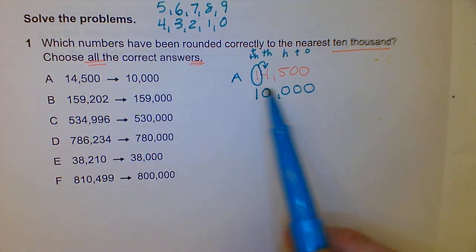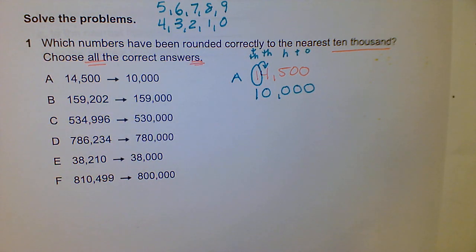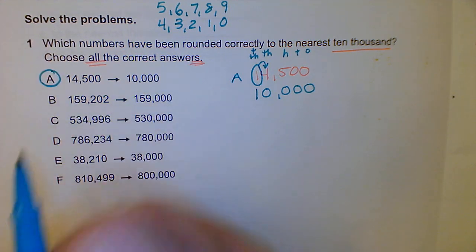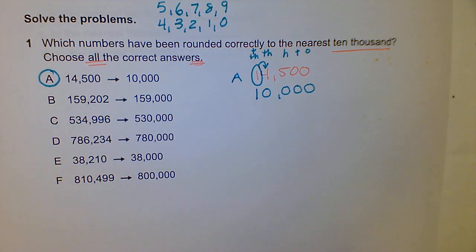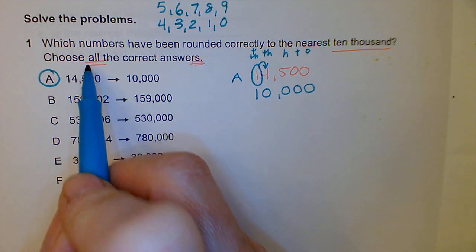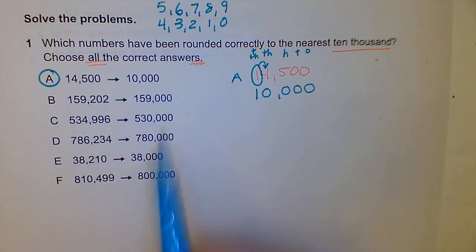So let's take a look. And is A correct? Was this correctly rounded to the nearest 10,000? It sure was. So I'm going to go ahead and circle A. And I'm done. No, I'm not. Don't stop. Remember, all the correct answers. We have to find all of them. So let's keep going. So let's try the next one.